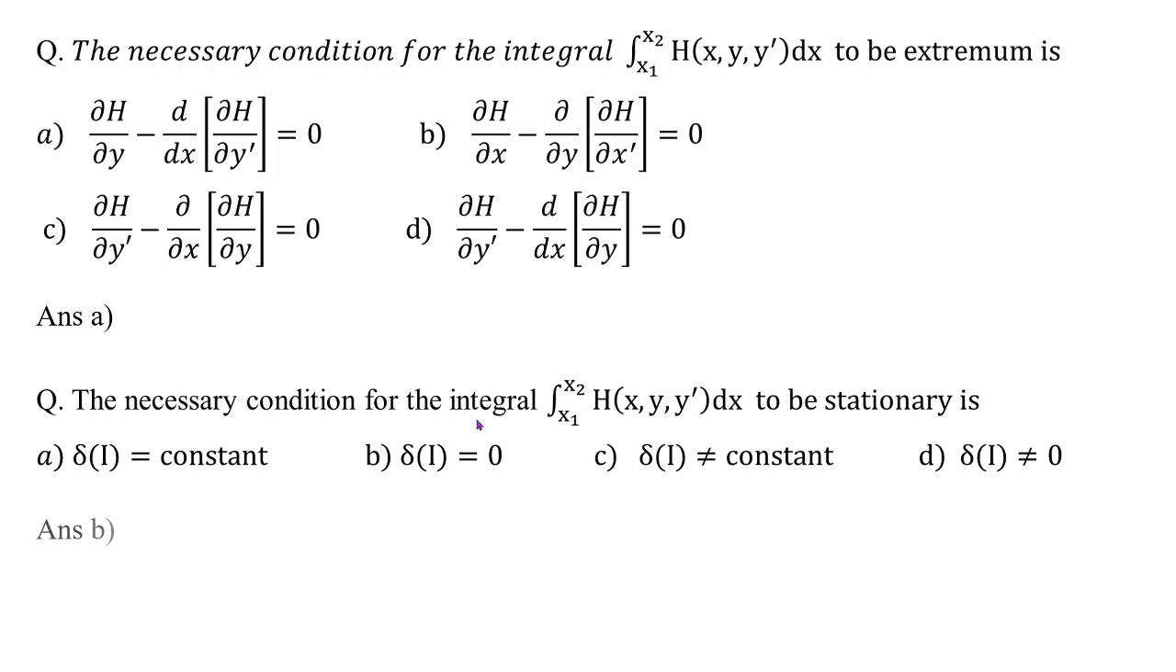Then, the necessary condition for an integral to be stationary. Just as when we evaluate maxima and minima for a function of one variable, we consider the condition for stationary points, here also the condition for stationary values can be considered for a functional. That is given by the variation delta of I, if I denote this integral by I, equal to 0. So option B is the correct one.